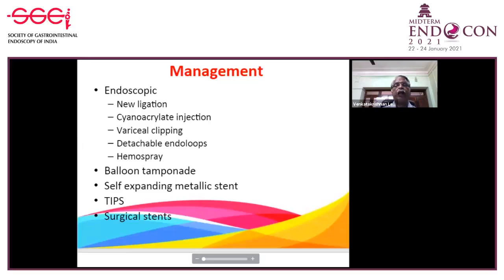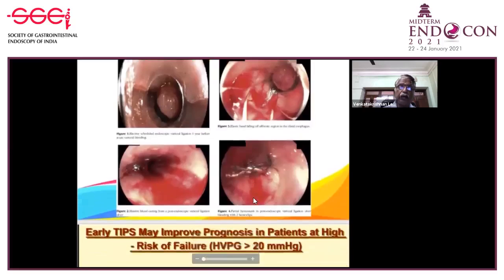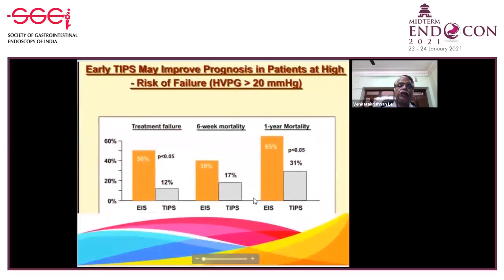TIPS can be used as an emergency therapy, as a rescue therapy in these patients, especially if the MELD score is not too high. But there are some times when the patients have died before using TIPS. This is where a patient can have a banding, a relook banding. At the same time, in one patient where there was an ulcer, it was closed cleanly by a hemoclip. Something about the TIPS.